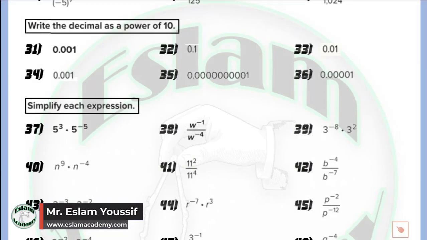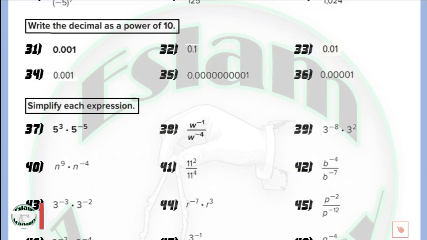In this problem, we need to write each decimal as a power of 10. If you remember, when we have 100, 1000, 10,000, we just count the zeros and write the power. Also, we have the same here. We have 0.001. All we have to do is write 10. Once we have a decimal, the power now will be negative. We have 3 digits at the right of the decimal, so it will be to the power negative 3.